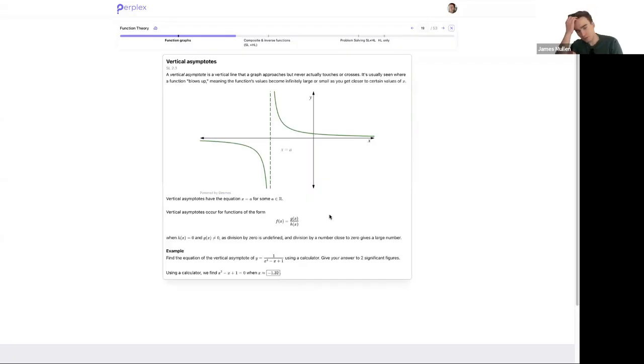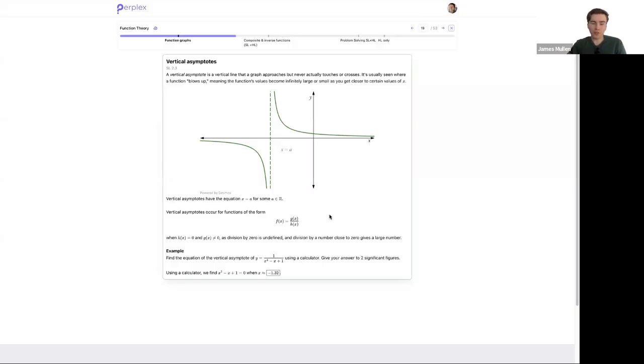Perfect. Vertical asymptotes. A vertical asymptote is a vertical line that a graph approaches but never actually touches or crosses. Vertical asymptotes occur because the value of the function blows up. It gets exponentially larger as it approaches a certain value, which means the function becomes infinitely large or infinitely small, infinitely negative, as you get close to certain values of x.